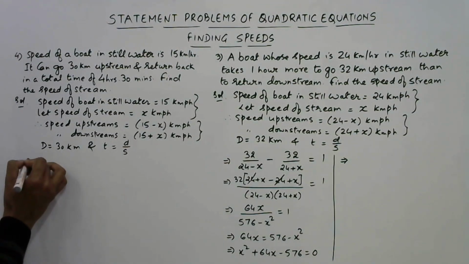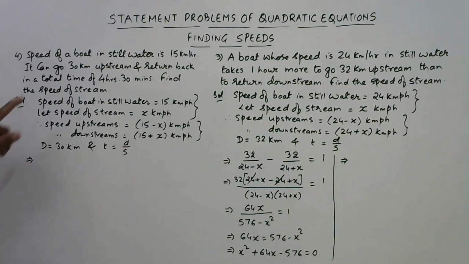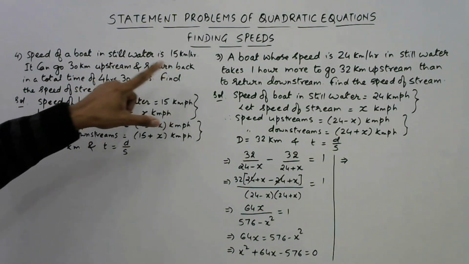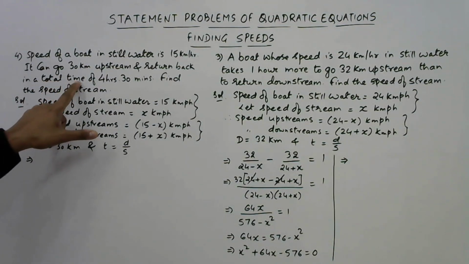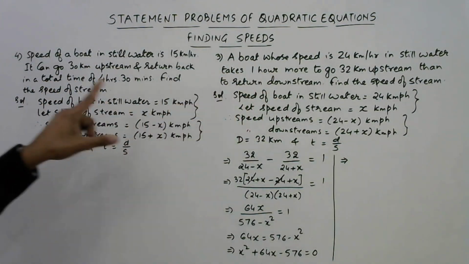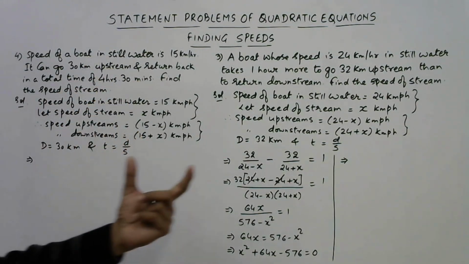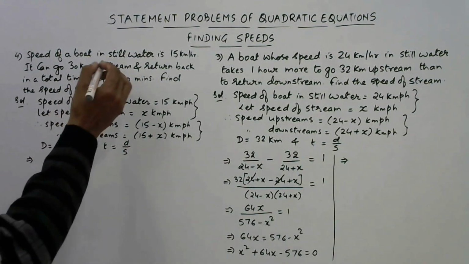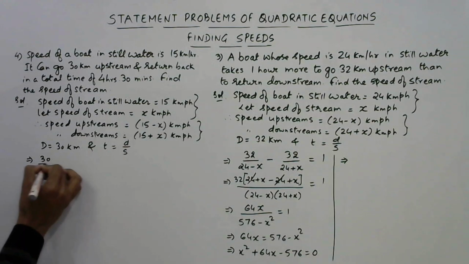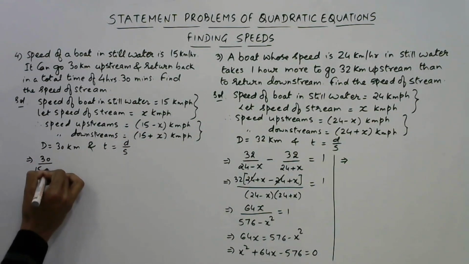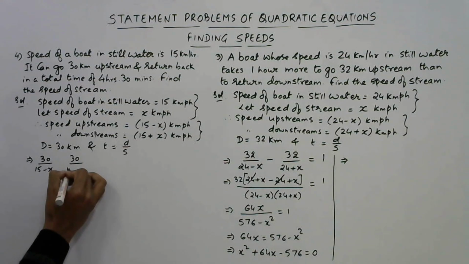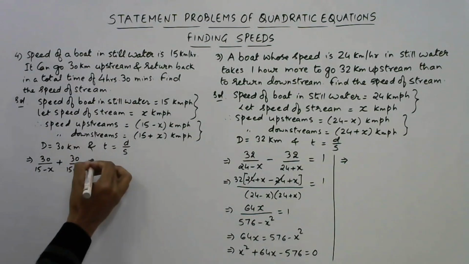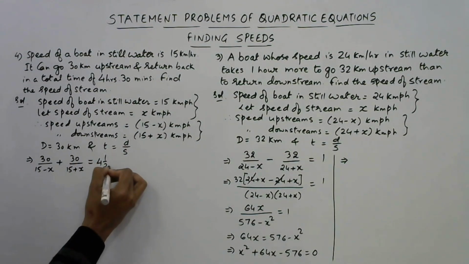So in this question we have the distance as 30 kilometers, and the boat is going upstream and then returning back, and we are given the total time. The times are compared in the earlier question, but in this question total time is given. So in place of subtraction, we need to add here. That is the difference between these two questions. So 30 kilometer upstream means 30 upon upstream speed 15 minus x, and 30 kilometer downstream 15 plus x. The sum of these two times is given as 4 hour 30 minutes or 4.5 hours, that is 9 by 2 hours.